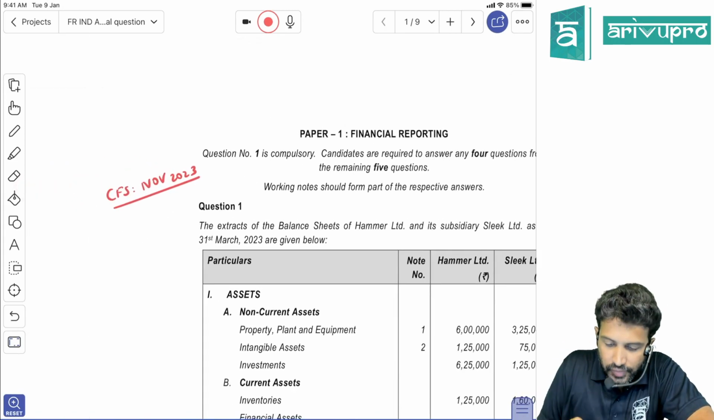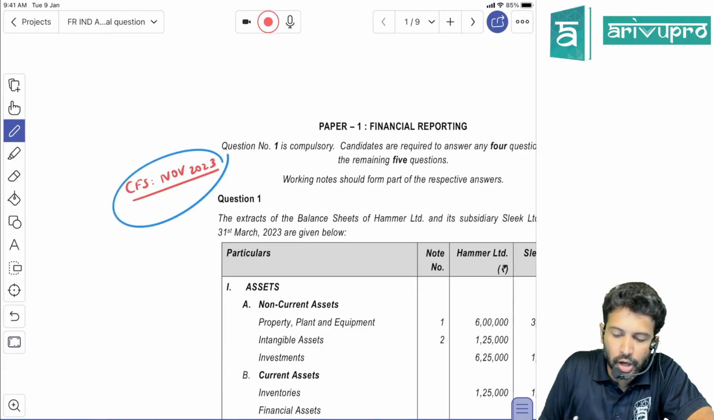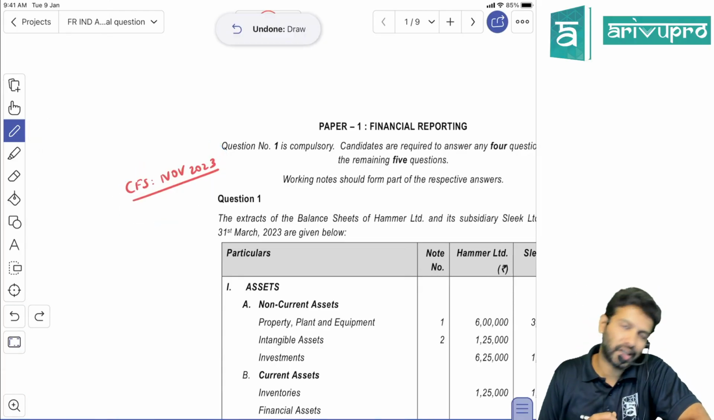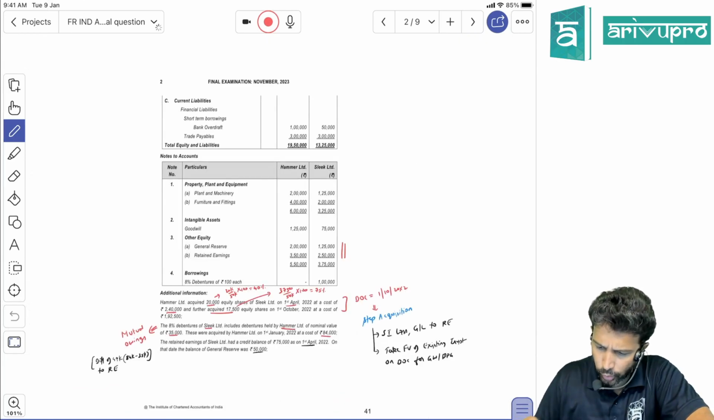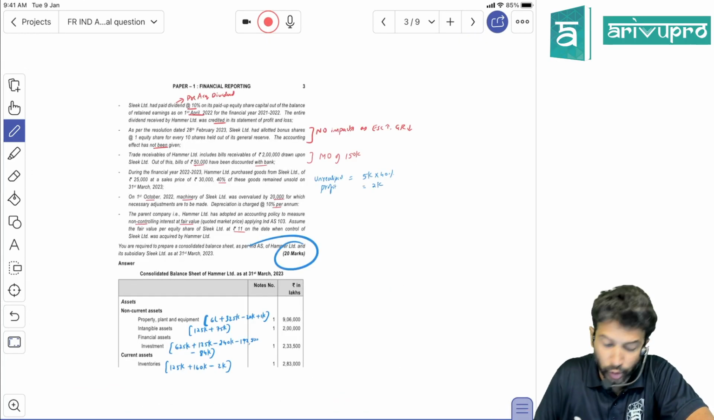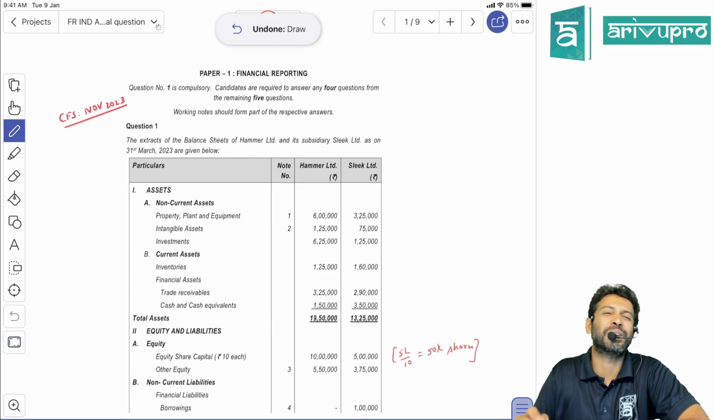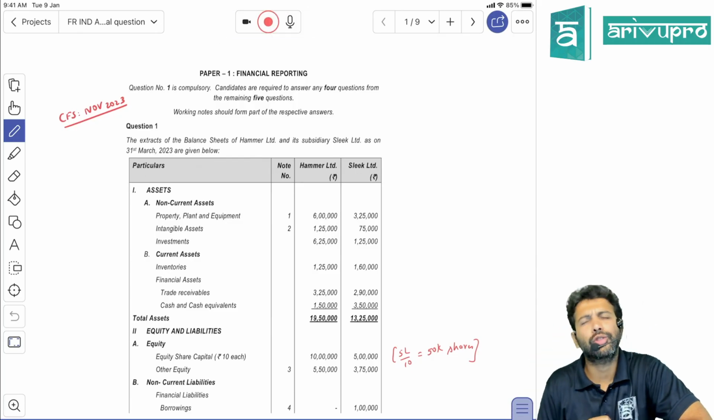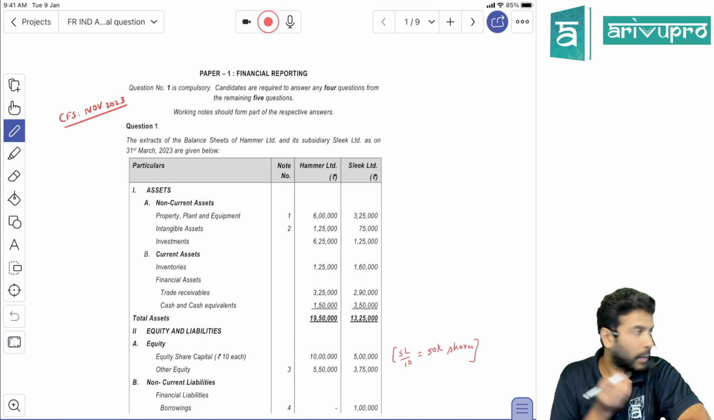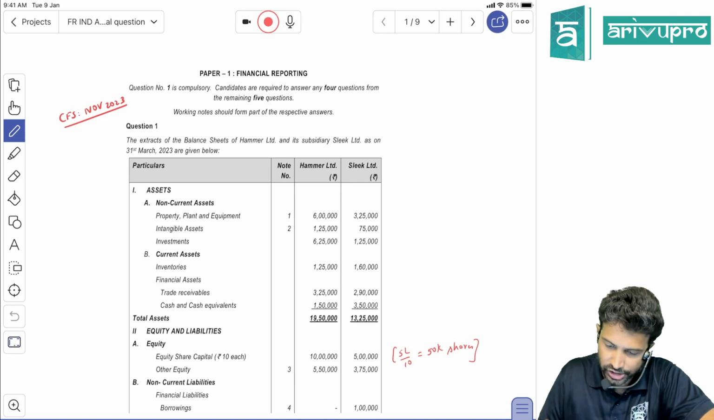In this session, we'll be covering a consolidated financial statement question that came in the November 2023 paper. I think it came for around 14 marks, or maybe around 20 marks. Probably it's an old syllabus one. Anyway, it's a good question, so I would like to run you through that particular question in this session.